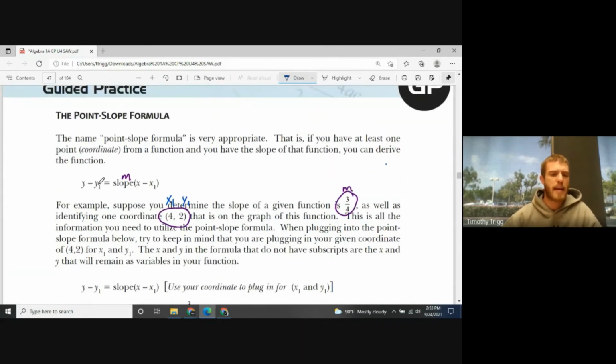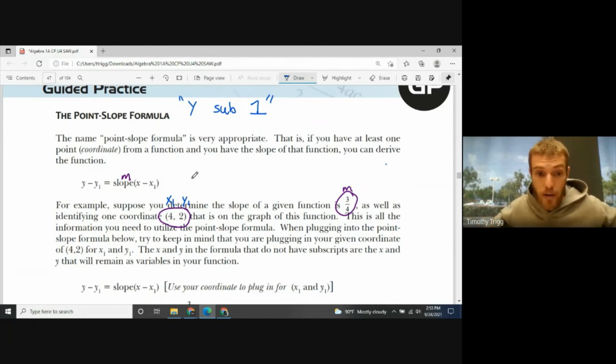By the way, this might be the first time you've seen this, with a subscript. We read this as y sub 1, and this as x sub 1. I know I'm saying it kind of fast, but that's what it means. It's a subscript. The reason we use that subscript is to tell two different ones apart. There might be multiple x's in the same equation, so how do we tell them apart from each other? We'll give them subscripts.